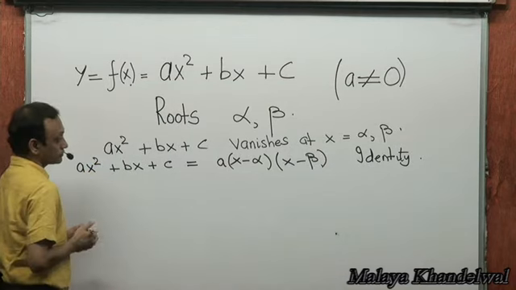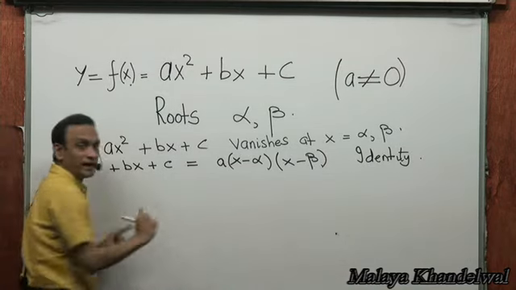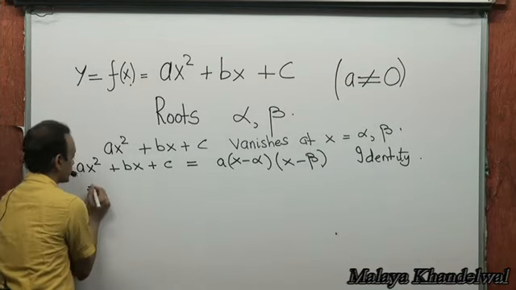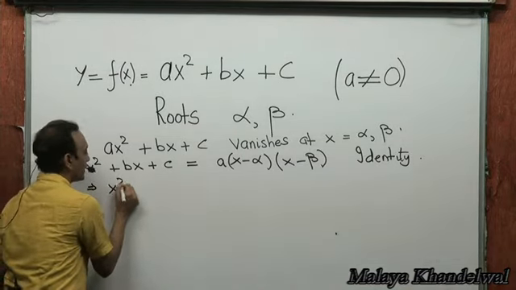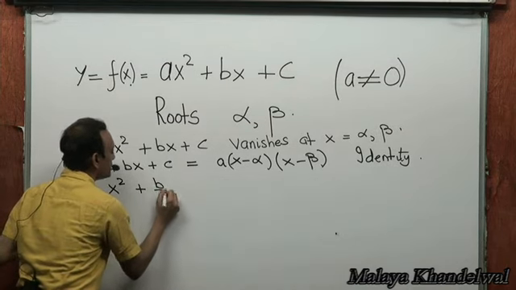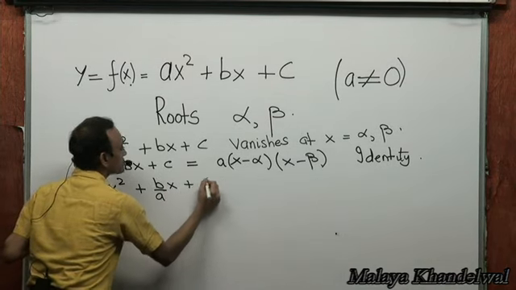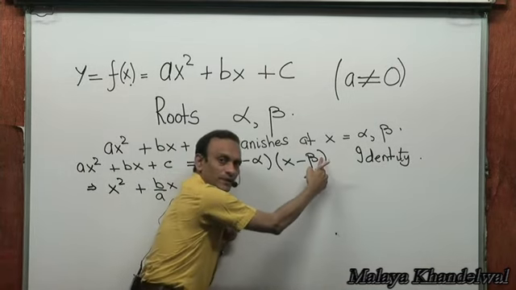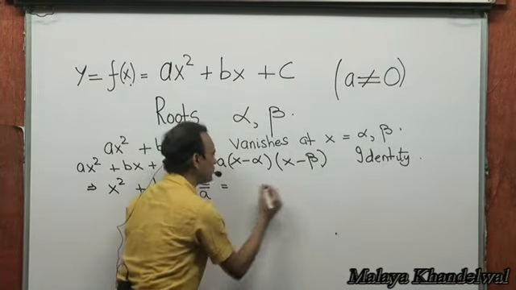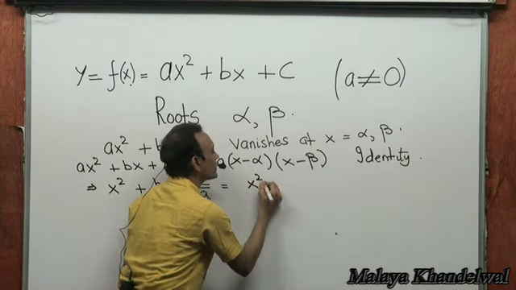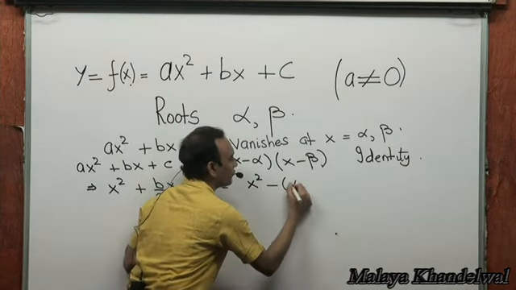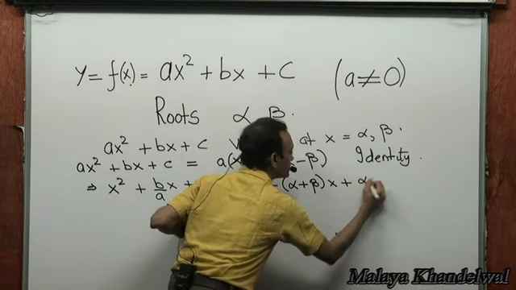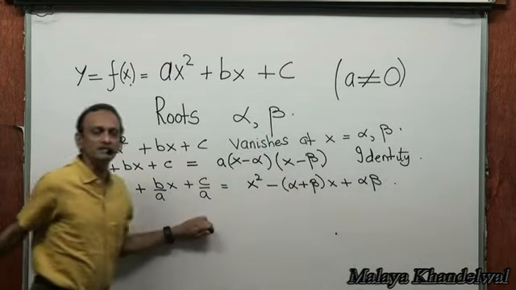Now, if I divide by a both sides, which I can because a is not 0, then I end up getting x squared plus b by a into x plus c by a equals x minus alpha into x minus beta. But what is x minus alpha into x minus beta? That's x squared minus alpha plus beta into x plus alpha beta. Yes or no?